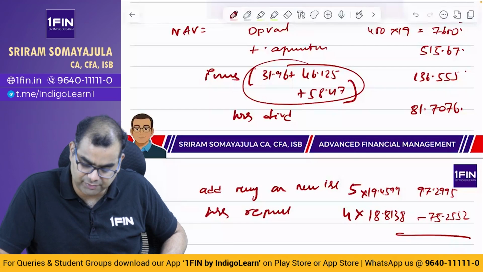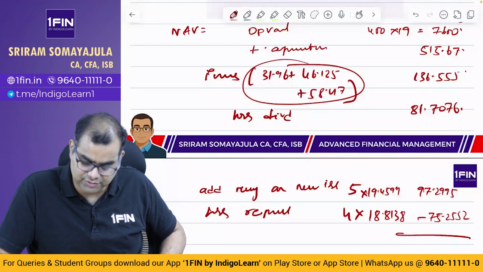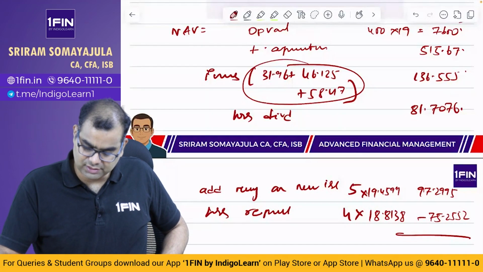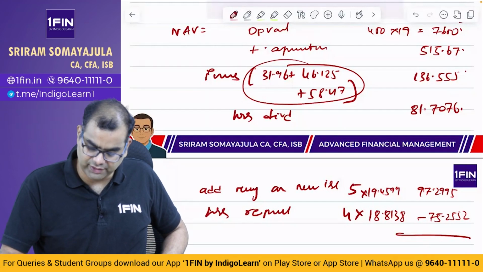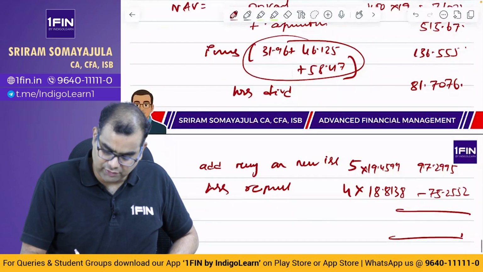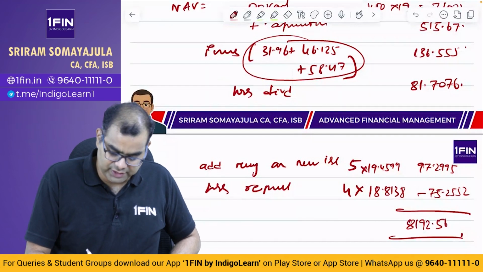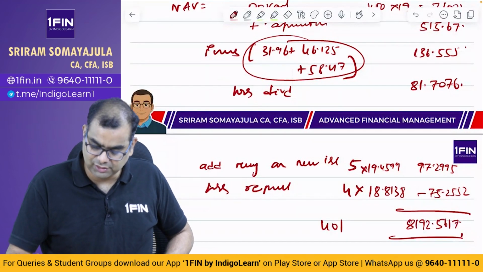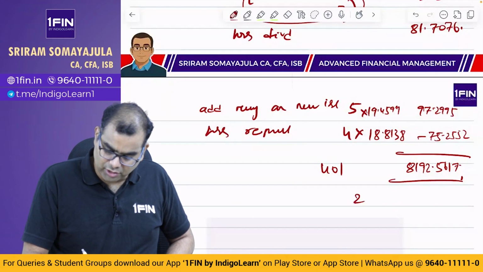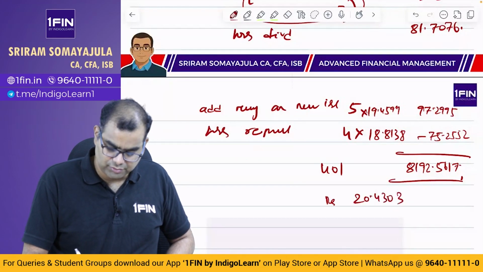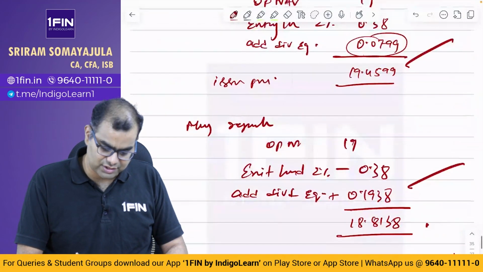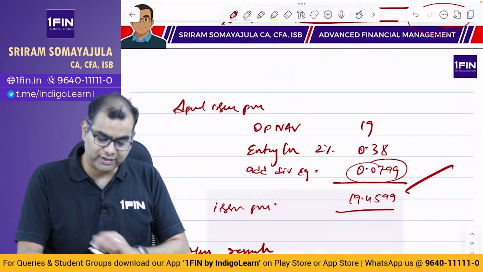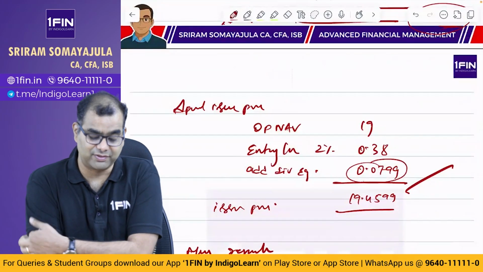7,600 plus 515.67 plus 136.555 minus 81.7076 plus 97.2995 minus 75.2552. You get 8192.5617 for how many lakh units? 401 lakh units. So you divide by 401 and you get 20.4303 per unit. If you look at the RTP, they've got a slightly different answer. That is because they rounded off 19.4599 to 19.4600. I didn't round off because they specifically said 4 decimals.